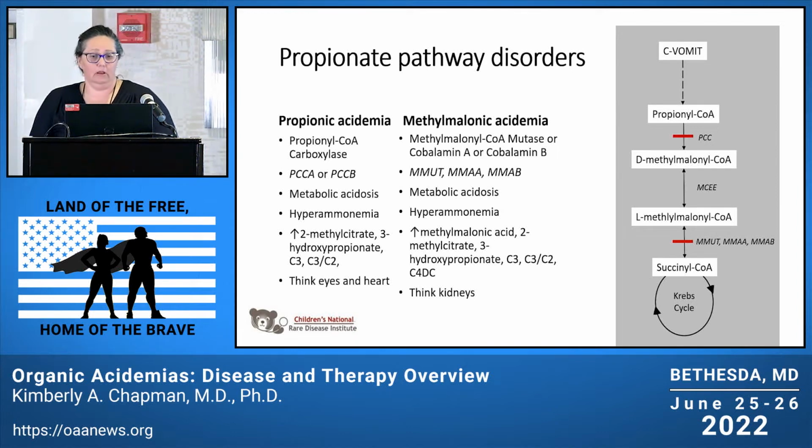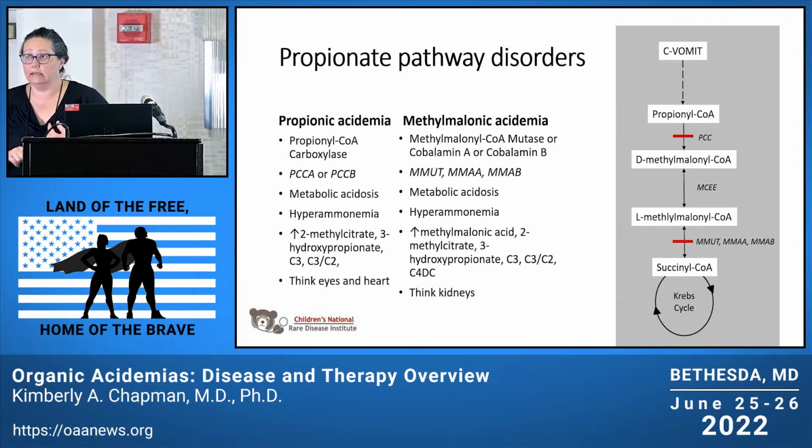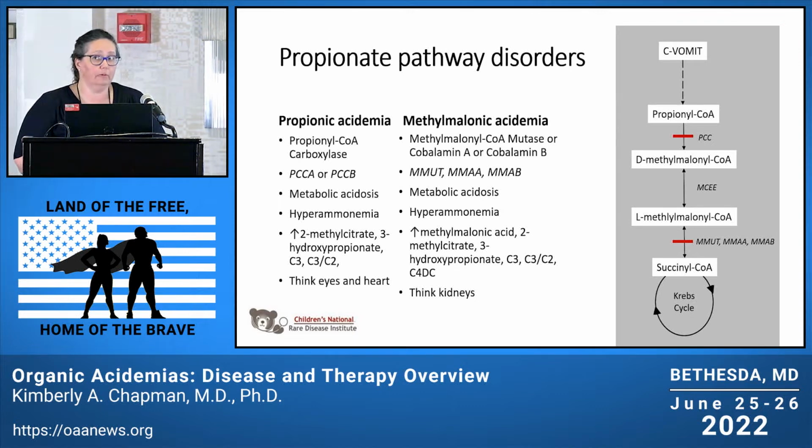Let's talk about methylmalonic aciduria. There are 3 genes that are 3 enzymes that are associated here. This is methylmalonyl-CoA mutase. I suspect the majority of folks in the room that have MMA are due to mutase. Cobalamin A deficiency and cobalamin B deficiency, encoded by one of 3 genes, MMUT, MMA-A, and MMA-B. No one said geneticists named the genes very excitingly, as you may have noticed.